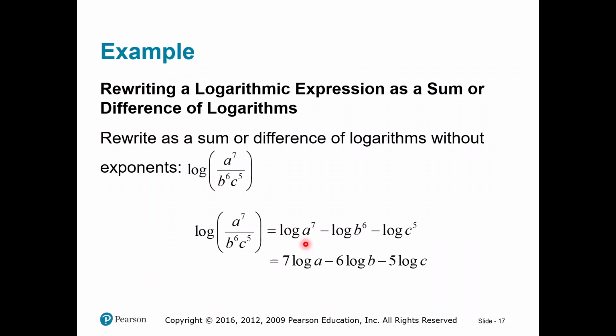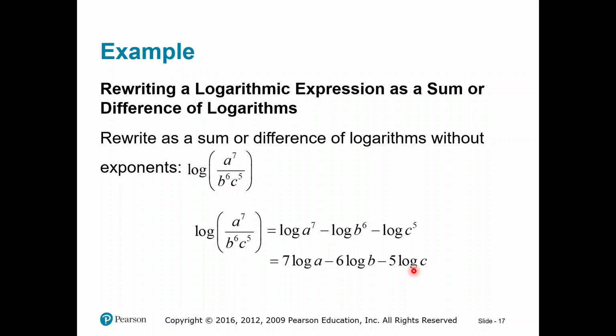And now we use the power rule. So 7 comes out. So 7 times the log of a. The same thing happens with the 6 and the 5. And so the 6 comes out, and also the 5 comes out. So therefore, we have 7 log a minus 6 log b minus 5 log c. And we're done.